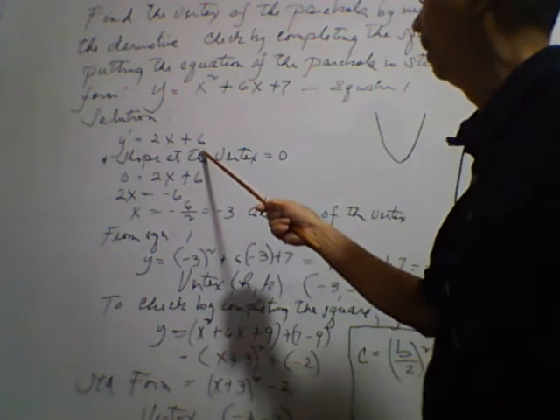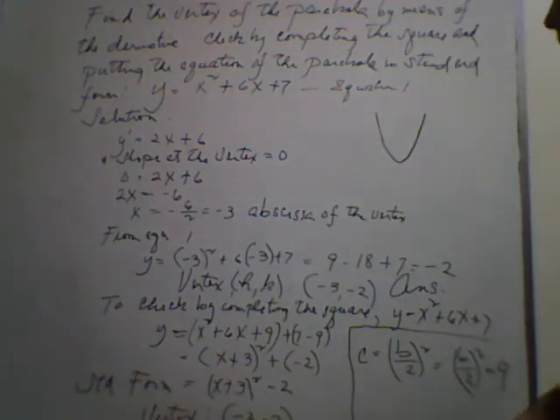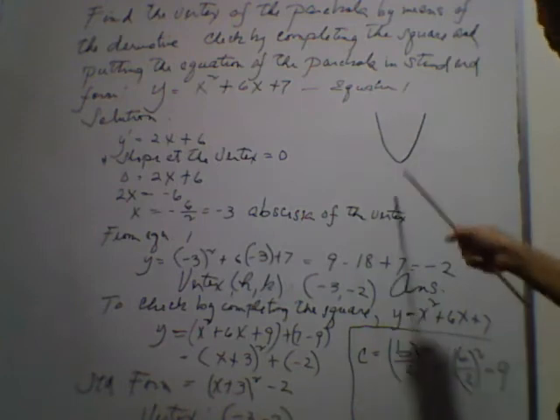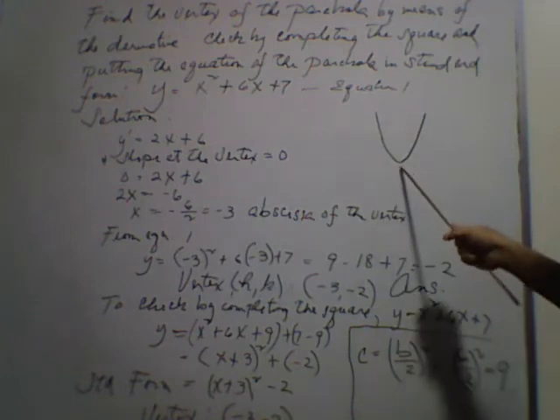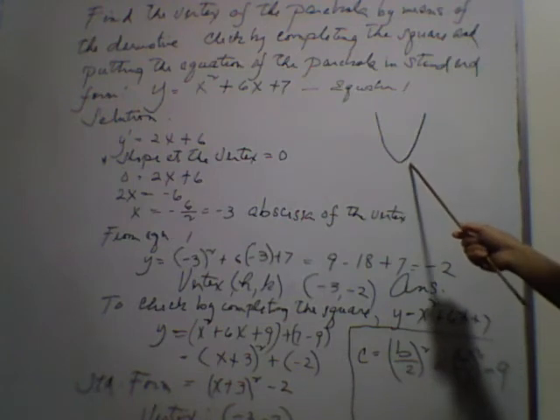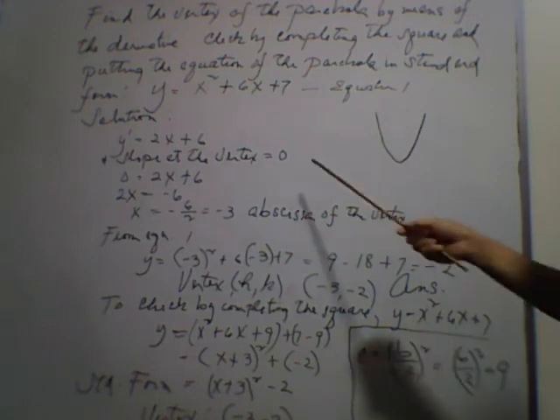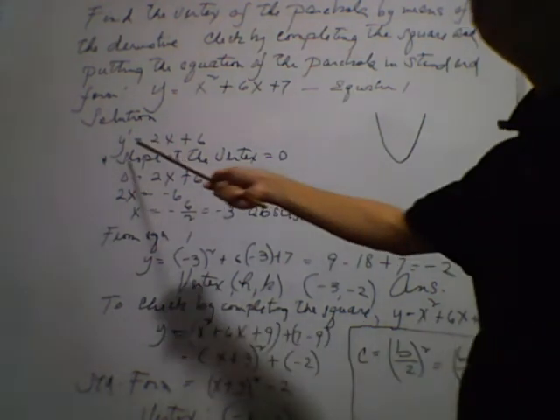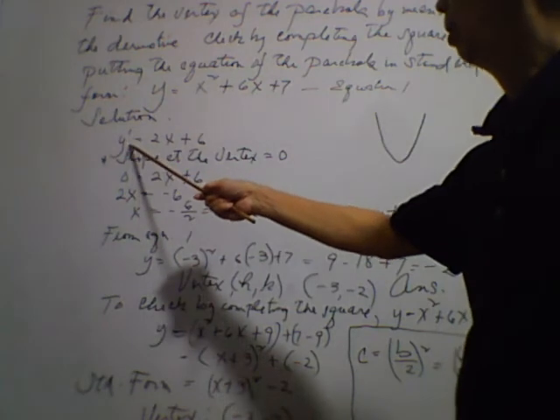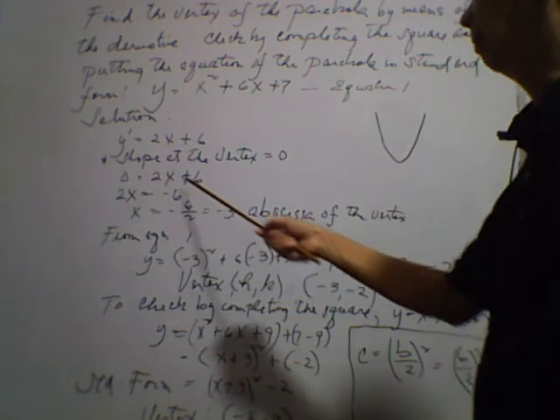And if we have a parabola pointing upward, and this vertex here, the point of tangency of this vertex here, the slope of that is 0. So y prime, which is the slope, is equal to 0. So that is equal to 2x plus 6.